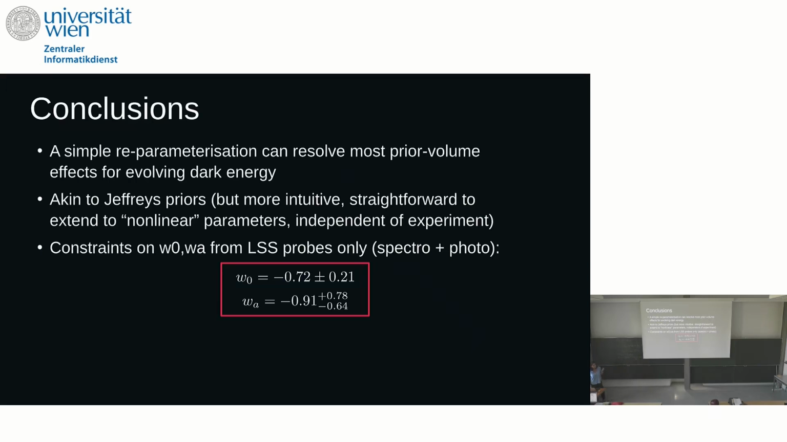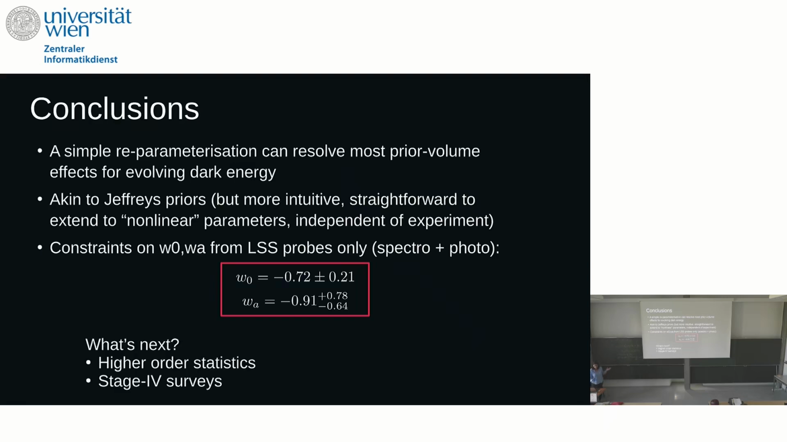We also produce constraints on evolving dark energy from LSS-only probes, combining spectroscopic and photometric stage 3 information. And these are the numbers we get. Still consistent with ΛCDM, but seems to be shifting towards what DESY found.